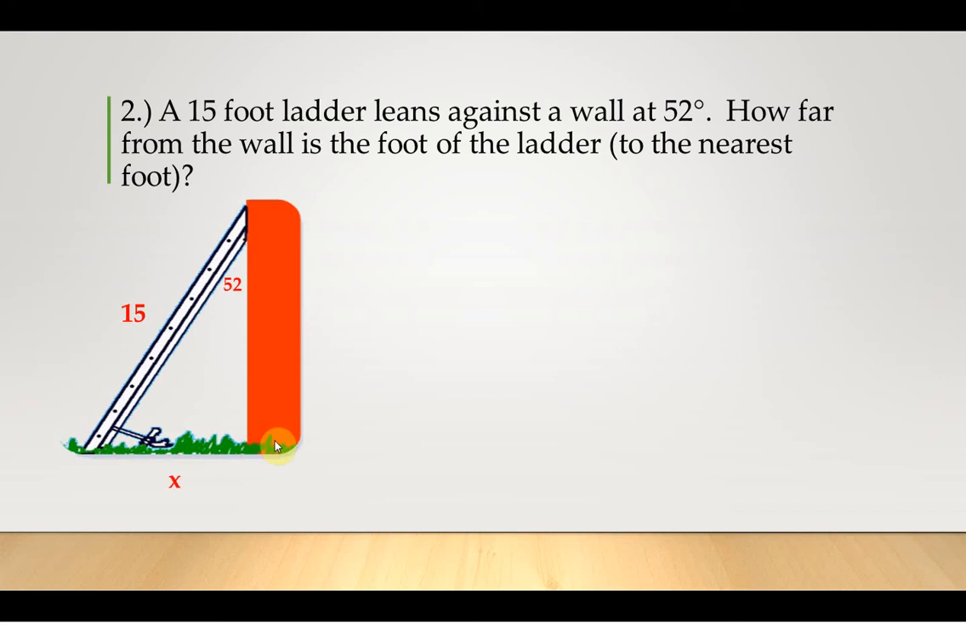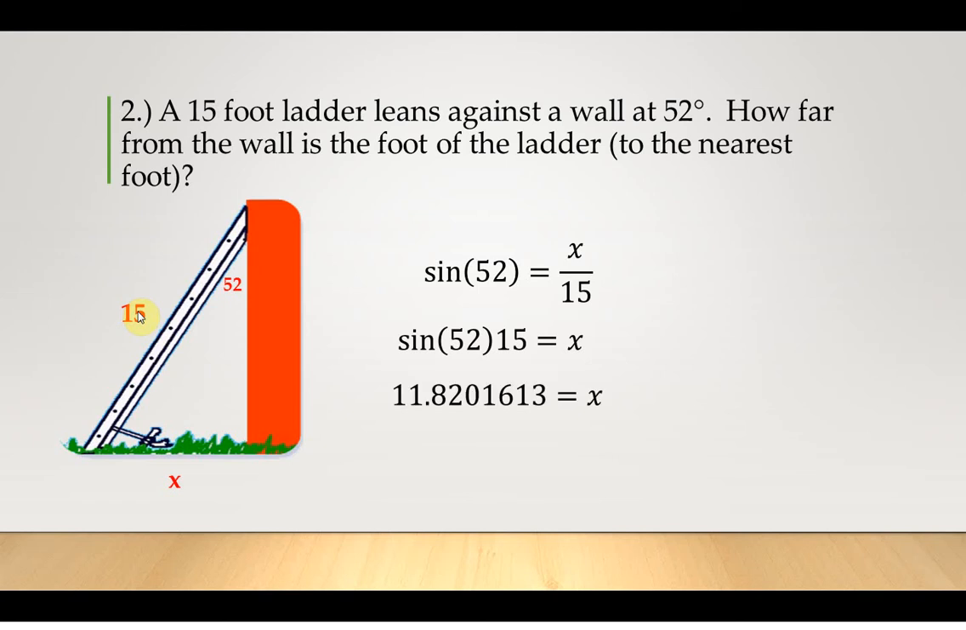So again, I can now clearly label my opposite and my hypotenuse. So this is sine again. Sine 52 equals x over 15. Cross multiply, use your calculator. We get 11.8201613, but they said to the nearest foot, so that would be 12 feet.